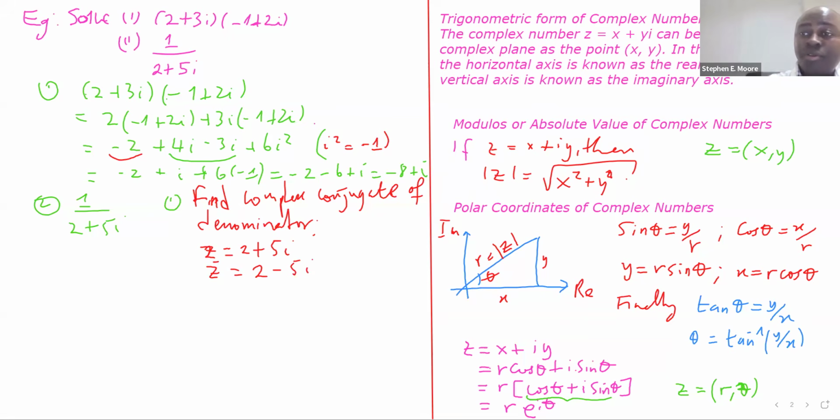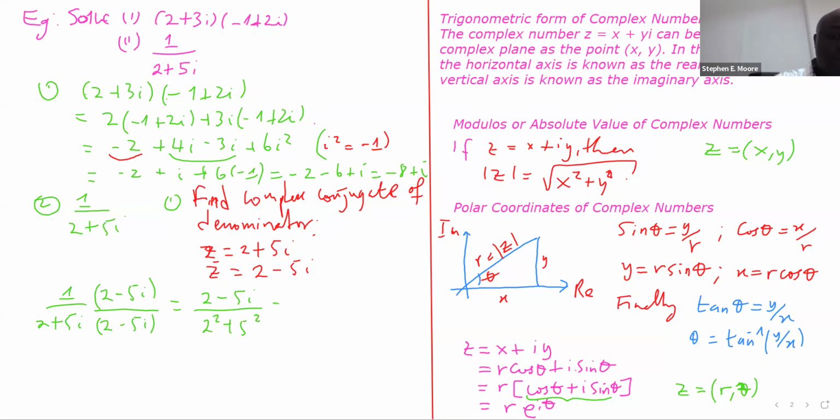So you have now 1 over 2 plus 5i, and then you have 2 minus 5i over 2 minus 5i, which will be 2 minus 5i over, and now you have sum of squares, so you have 2 squared plus 5 squared, and this will be 1 over 29, 2 minus 5i.